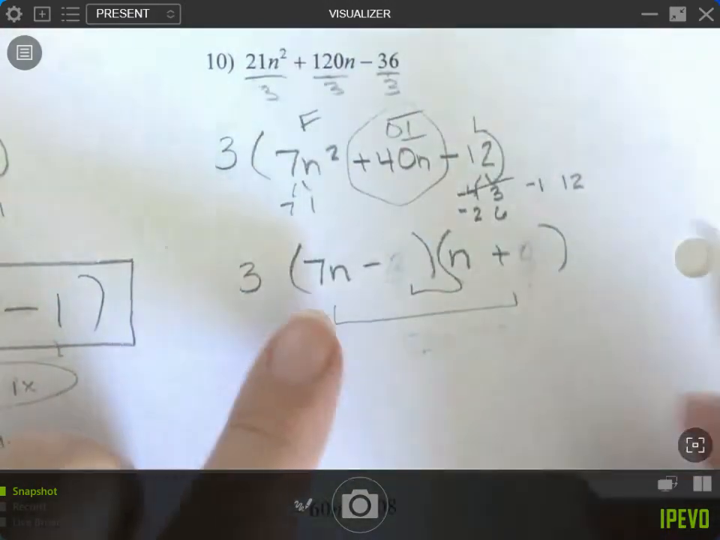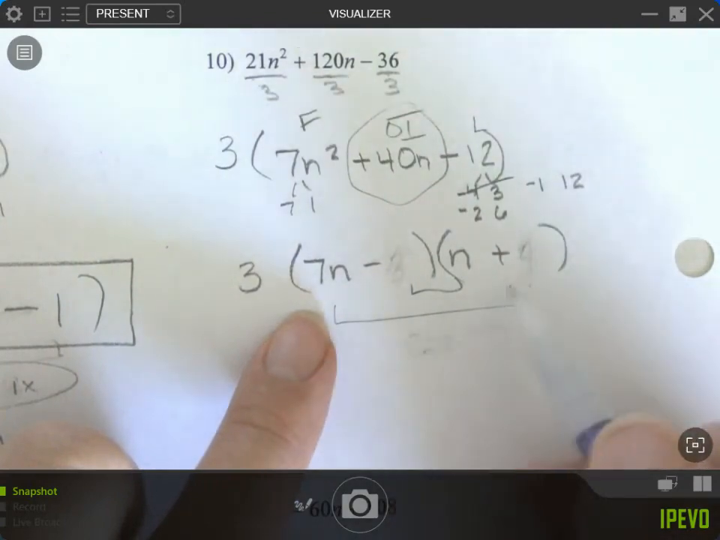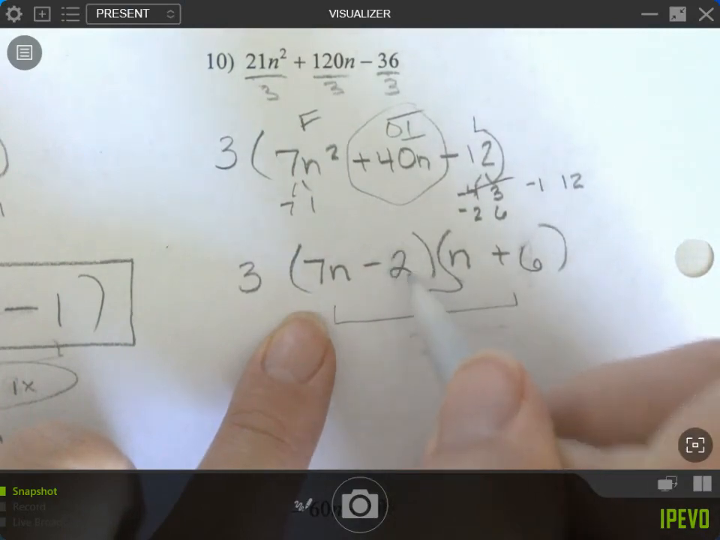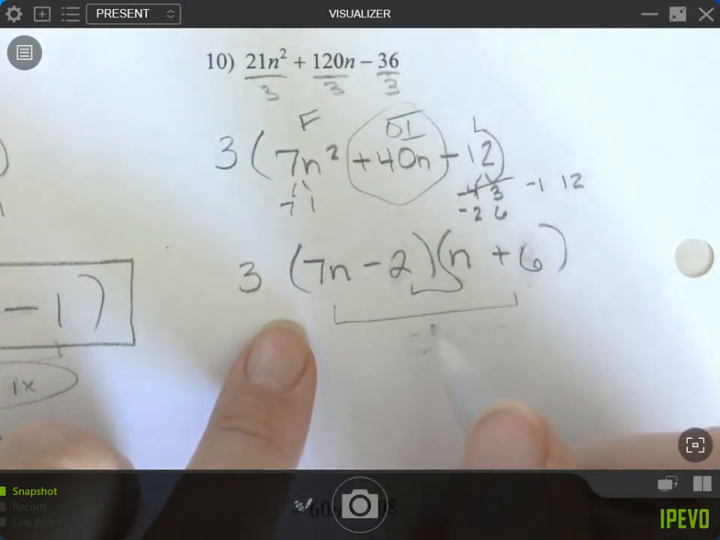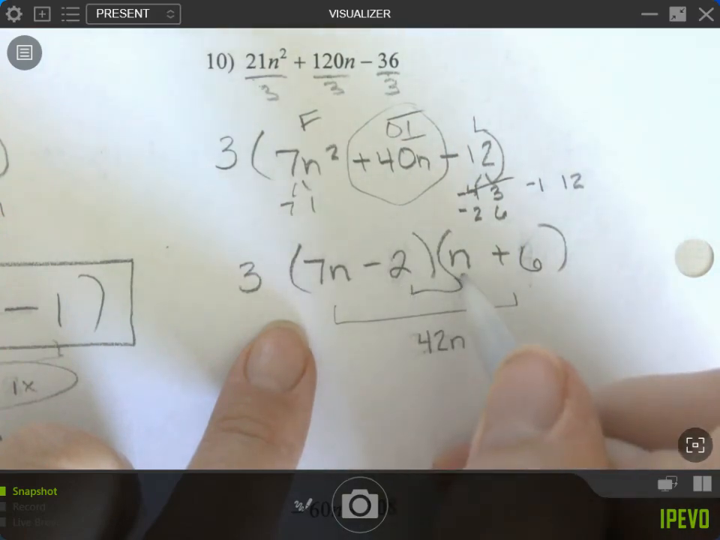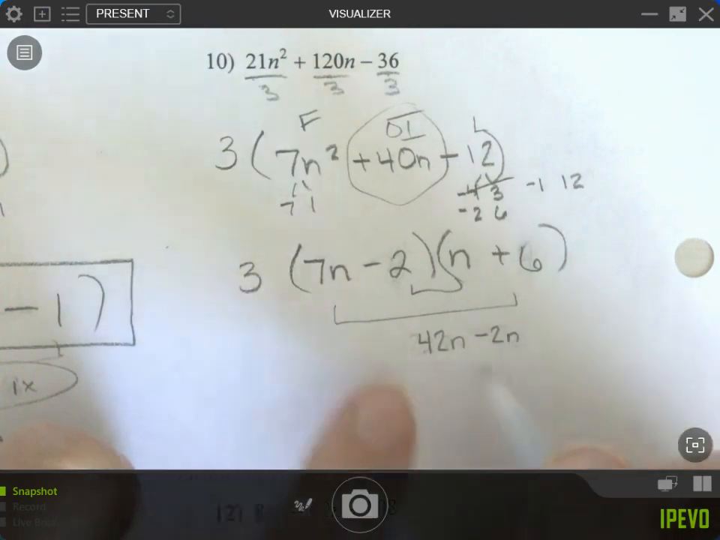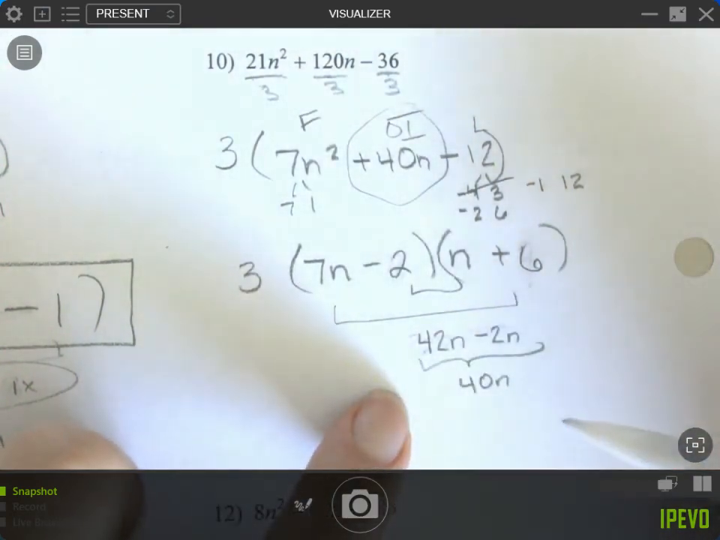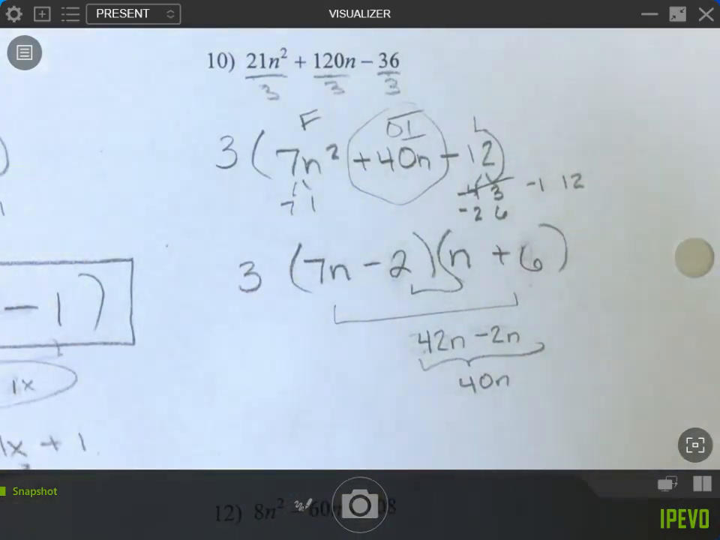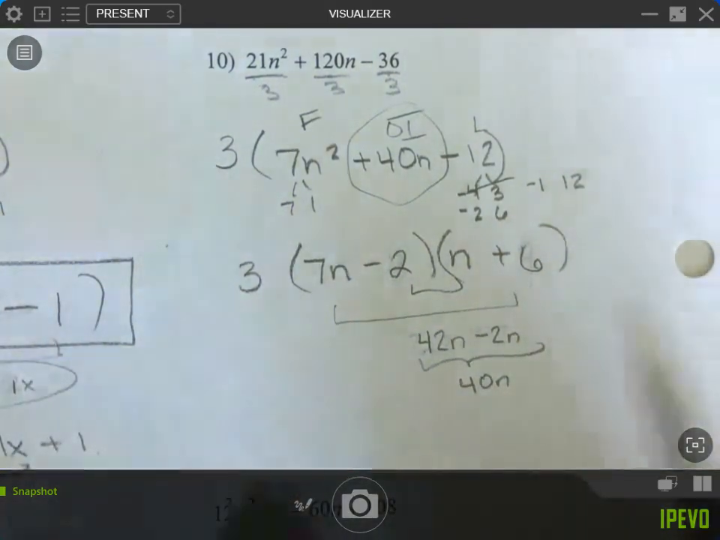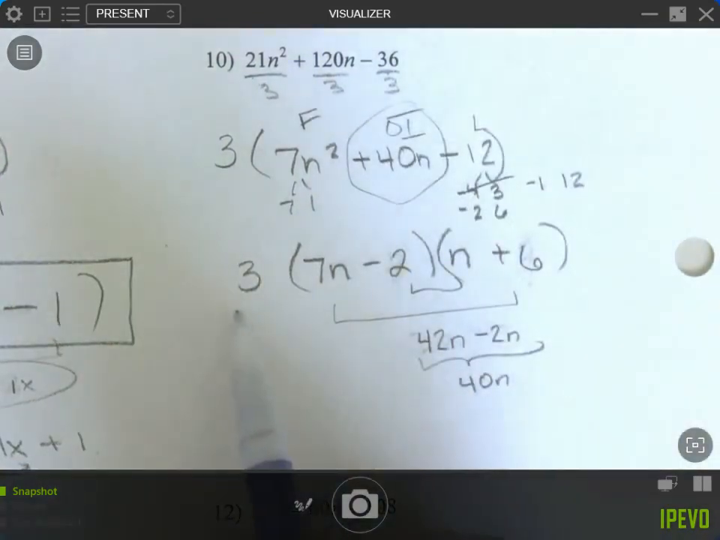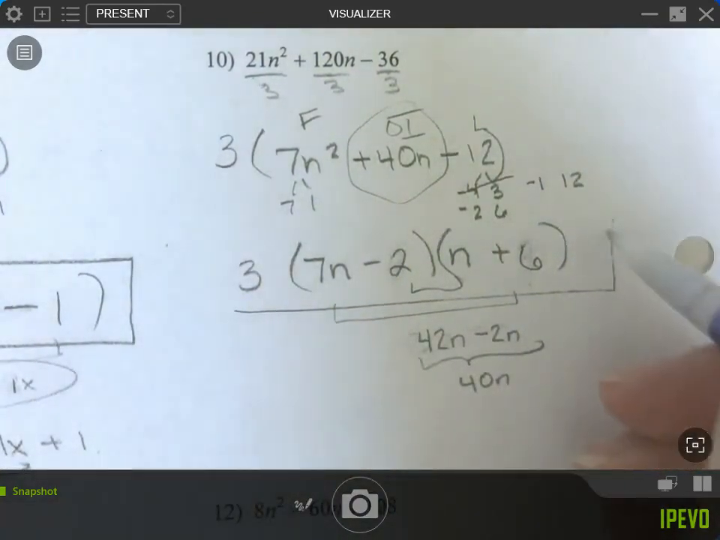These numbers weren't big enough. If I put the 2 there, I'm only going to get 14. So I'm going to definitely put the 6 here because it's times 7. All right, so what is 7 times 6? 42n. And what's negative 2 times this 1n? And what's that add up to? 40n. So I've got the right number, wrong sign. If my numbers are wrong, I'd flip them. If my signs are wrong, I would flip the signs. And this is it. This is how it factors.